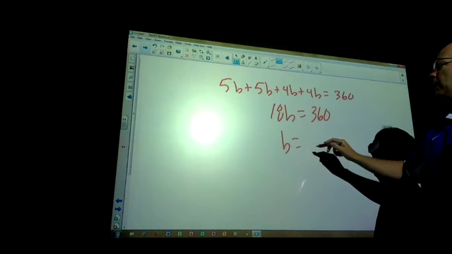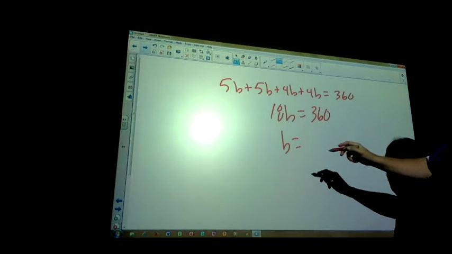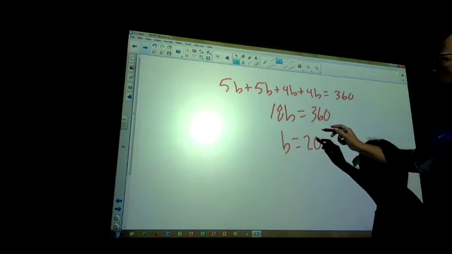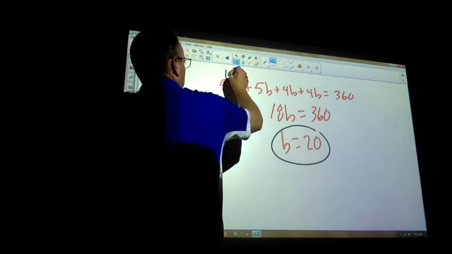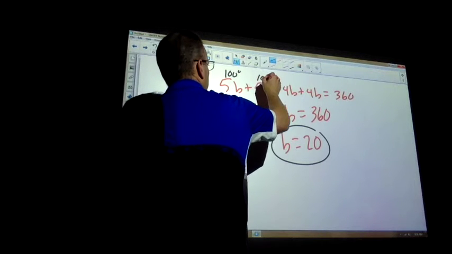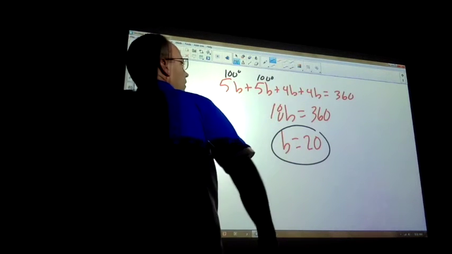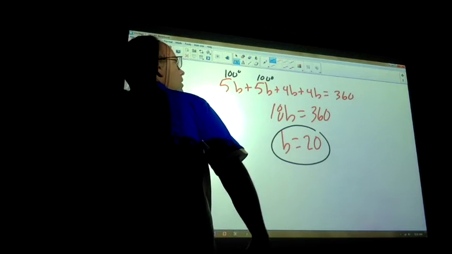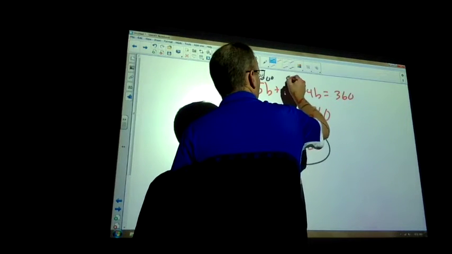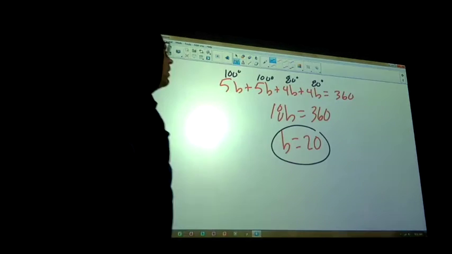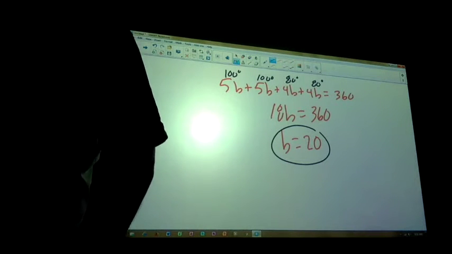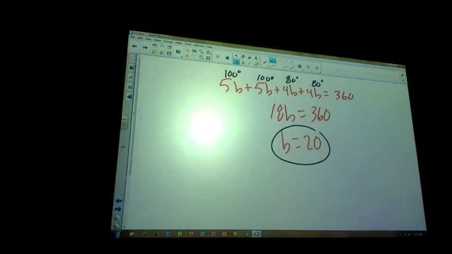Divide each side by 18. Does it come out to 20? Yeah. Okay, cool. So our variable is 20. Then each one of these angles, this angle would be 100. This would be 100. Well, how did I get those? Because you multiplied 5 times 20. Yeah, 5 times 20. And then this is 80 because 4 times the 20 and 4 times the 20. So 100 plus 100 plus 80 plus 80 have to add up to 360 degrees. If it doesn't, we would have made a small error in this problem.